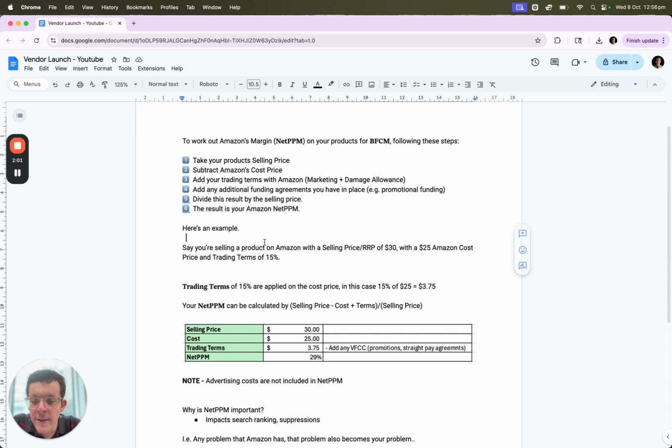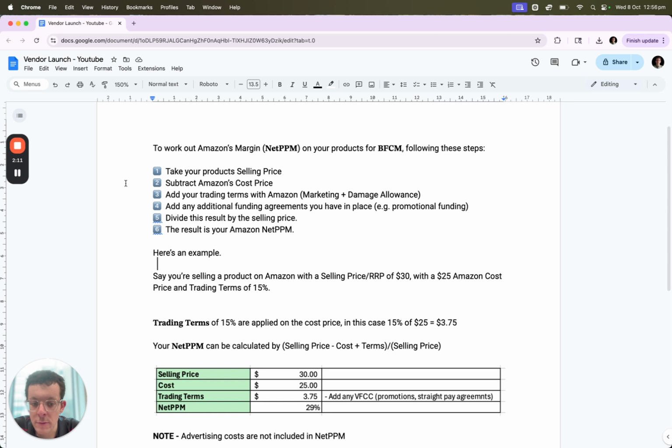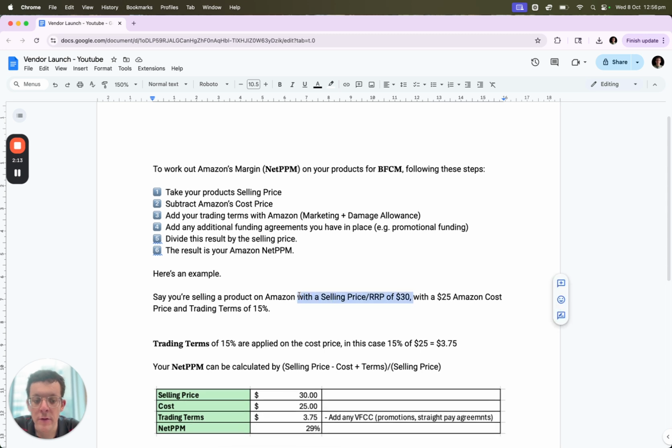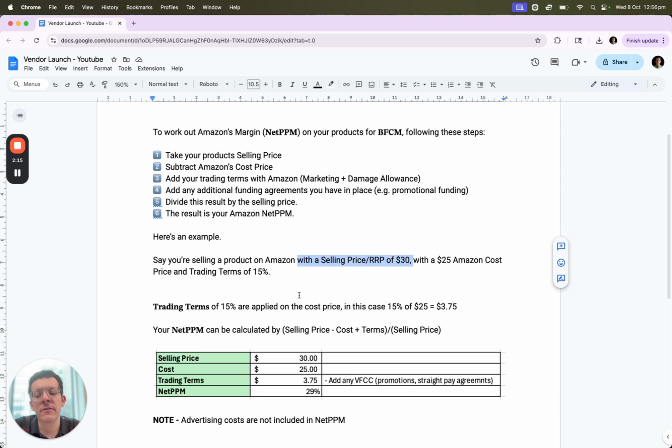Say you're selling a product on Amazon with a selling price, or a recommended retail price, of $30. Let me just zoom in. $30. And say you've got a cost price loaded into the system of $25. And your trading terms with Amazon are 15%. In other words, your marketing and damage allowance combined to 15%.